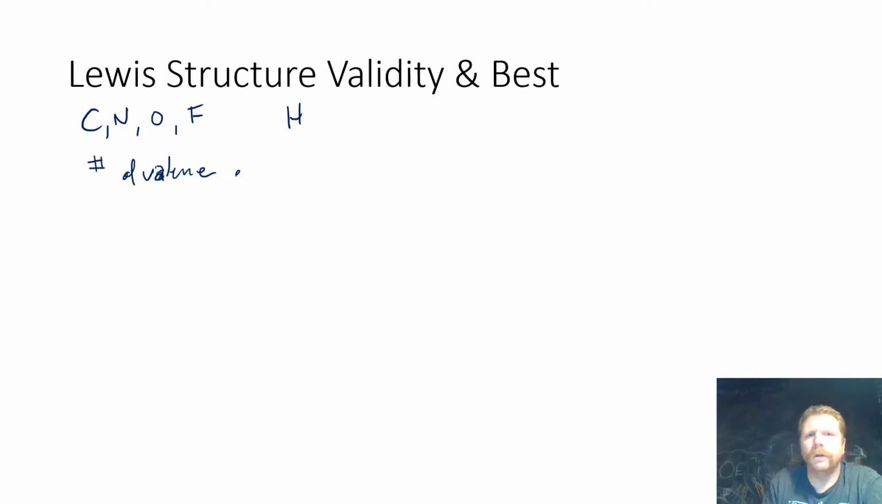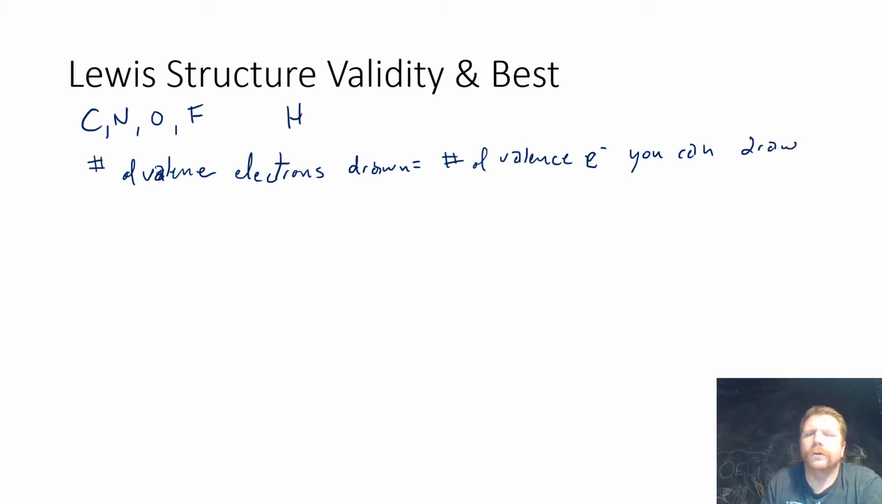The number of valence electrons drawn is equal to the number of valence electrons you can draw. So if you draw a structure with 24 electrons, but all of the atoms combined only come up with 16 electrons, that structure is obviously going to read wrong.